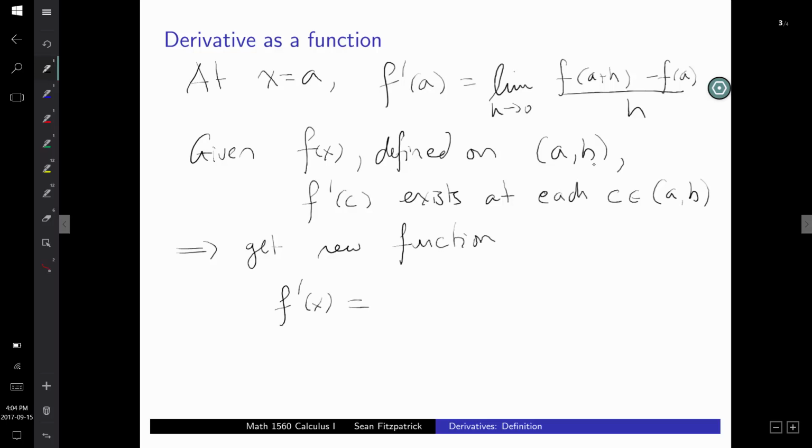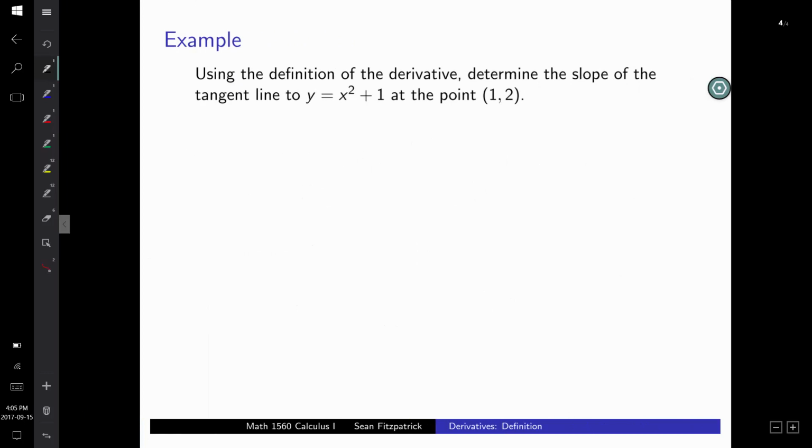F prime of x equals the limit as h goes to 0 of f of x plus h minus f of x over h. And so this is sort of a derivative function in the sense that it's derived from the original function via this difference quotient construction. Okay, so we'll see lots of examples, and again we'll do a few where we calculate things directly from this definition, and then we're going to start developing properties of the derivative, and we'll find that we rarely need to return to this definition, at least not for the functions that we're familiar with.